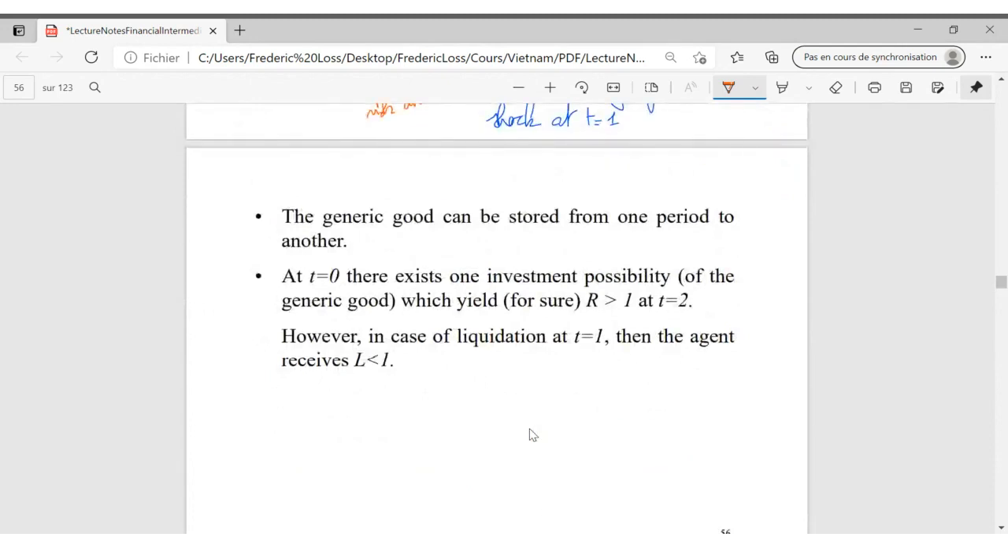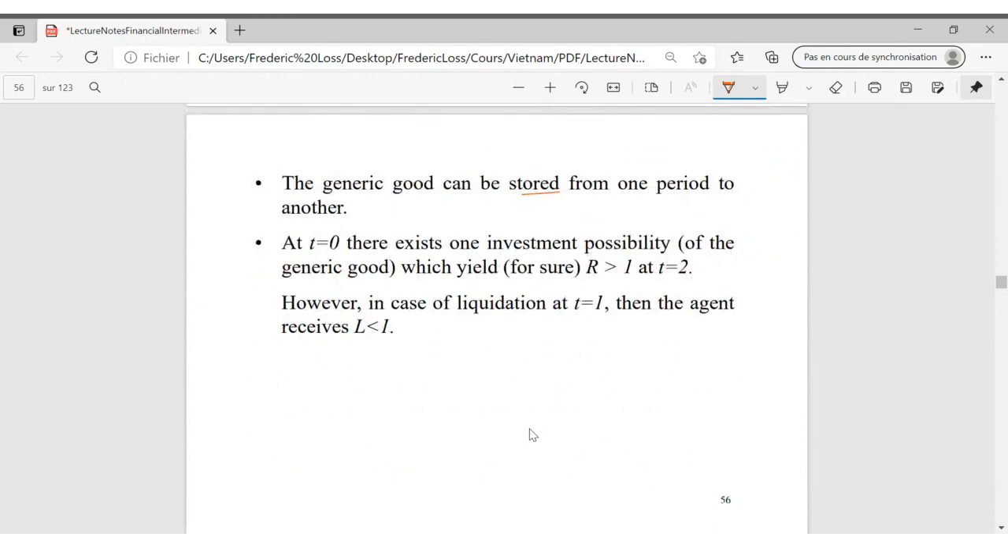So let's say the generic good can be stored from one period to another. But there is one investment possibility. If at t equals 0 you invest in this long-term investment opportunity, you are going to obtain at t equals 2 more than initially. That is, if you invest 1, then you are going to obtain R. And if you just store your generic good, you are going to obtain 1 for 1, not more.